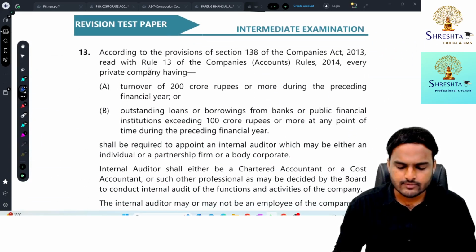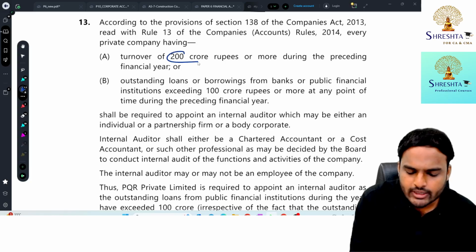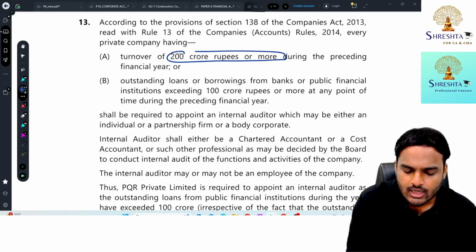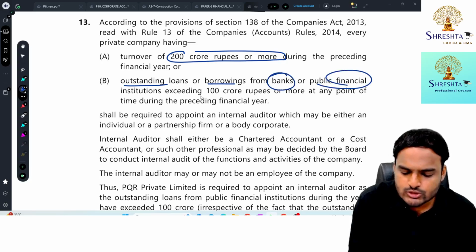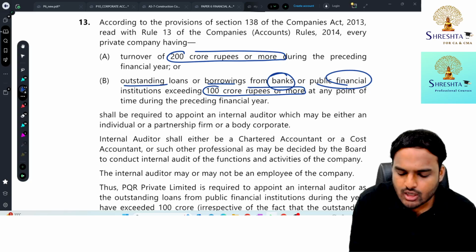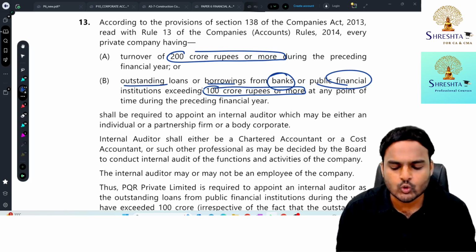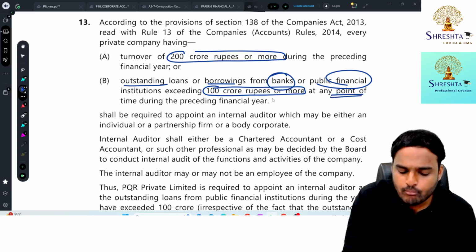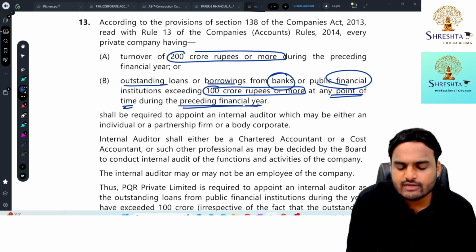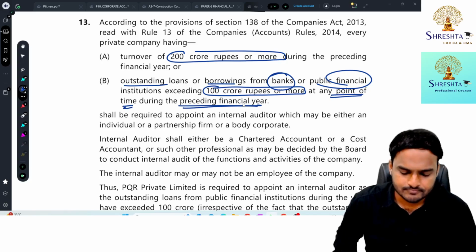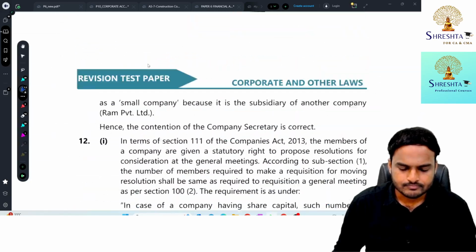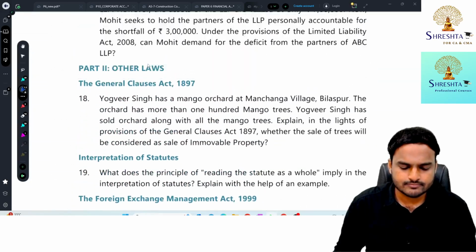So just look at the answer. Turnover 200 crores or more. Outstanding loans and borrowings from banks and public financial institutions, 100 crores or more. 100 crores or more at any point of time during the preceding financial year. Clear? Next question.